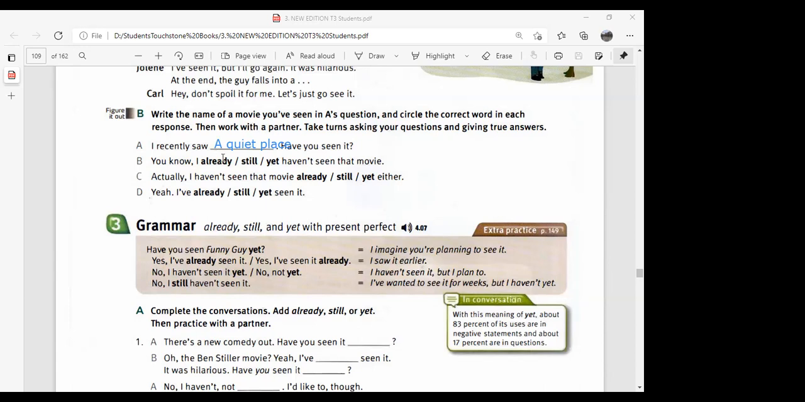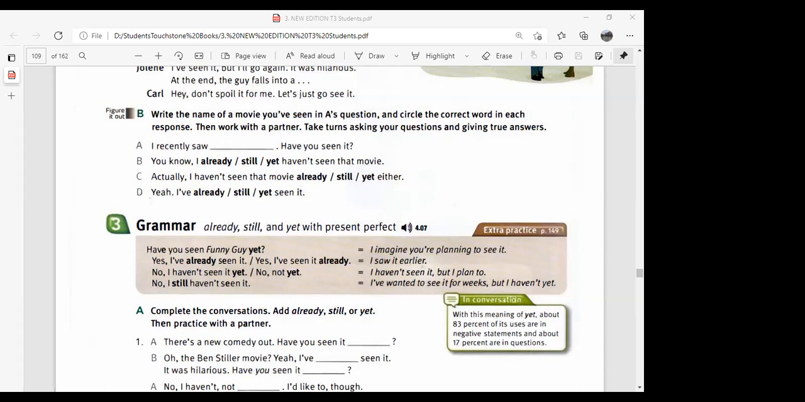So you can see the difference between one and the other: already, still, and yet, as I explained before. You have the same chart here, very similar to what I told you before. Already, still, and yet with present perfect. We're going to focus on present perfect. So the topic in this unit is present perfect and present perfect continuous, right? Let's listen one more time. Pay attention to the grammar chart and try to understand.